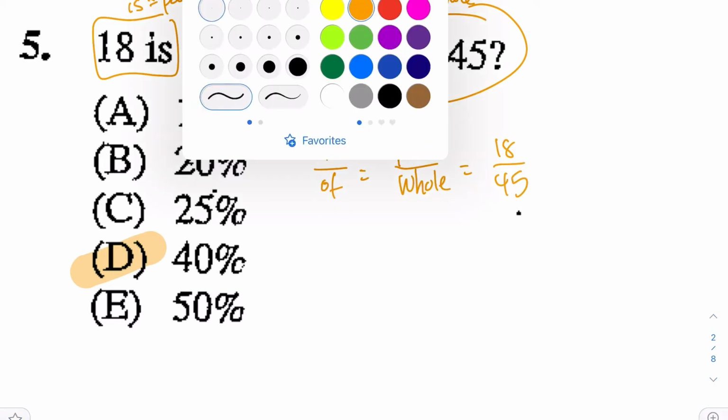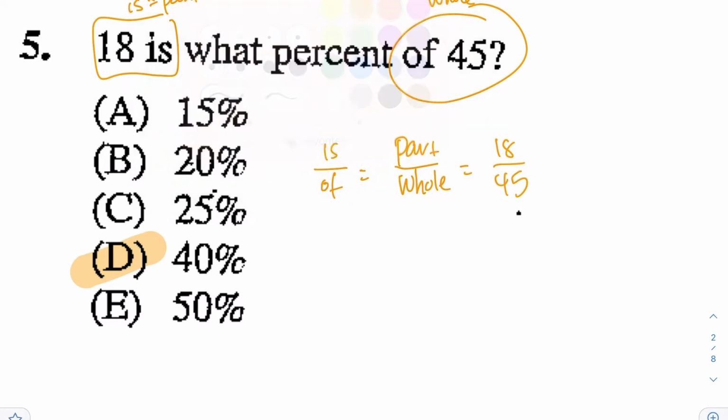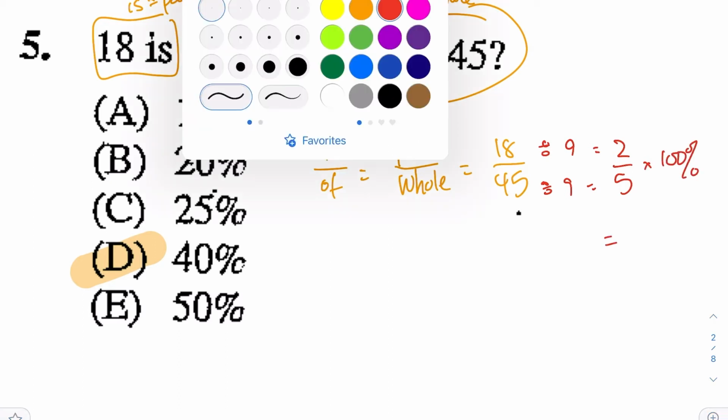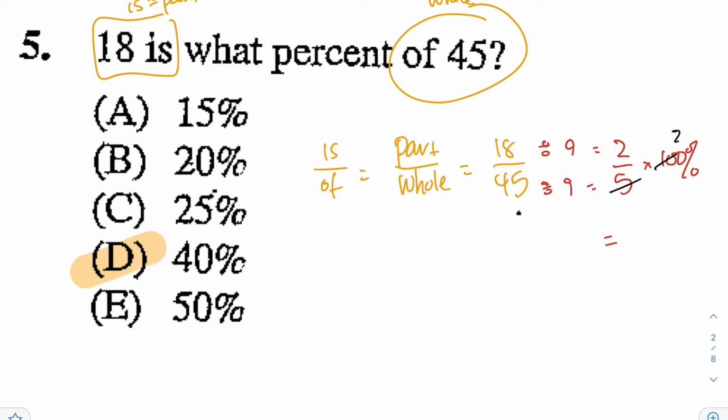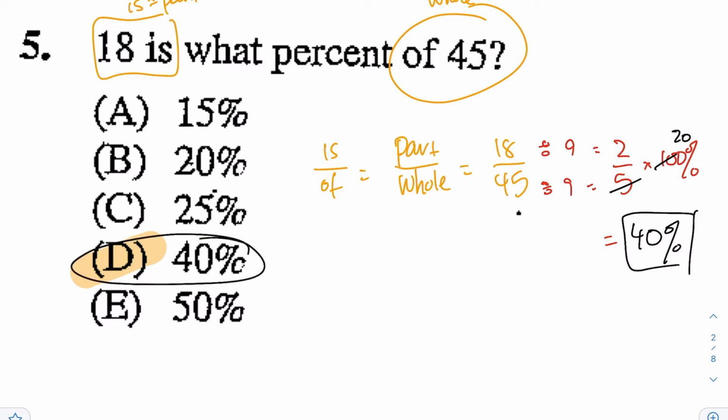Now, you can simplify this. If you divide by 9, that would be 2/5. And then to turn this into a percentage, you can multiply by 100%. And the 100 and the 5 cross cancel, giving you 20, and 20 times 2 is 40%, which is choice D.